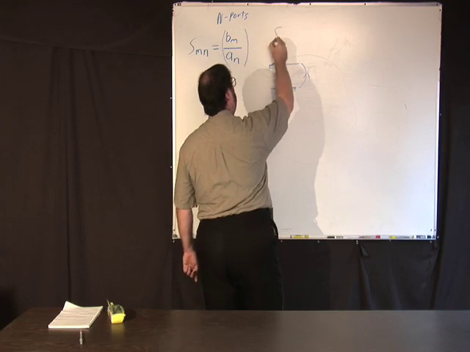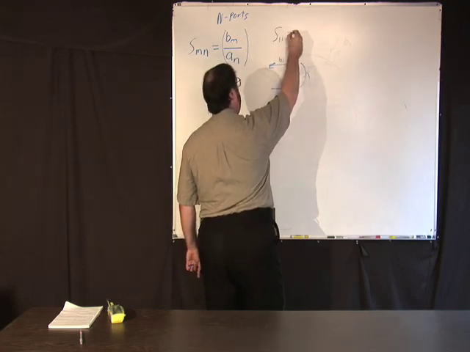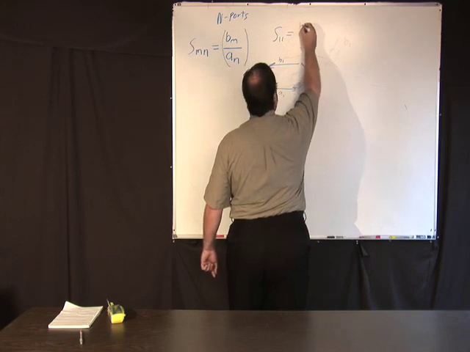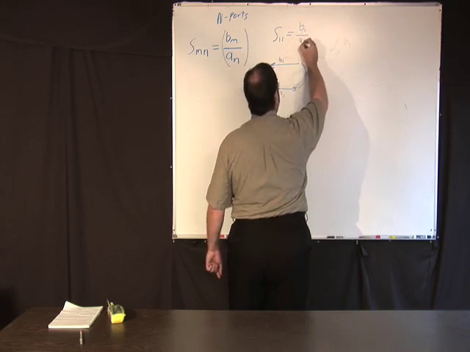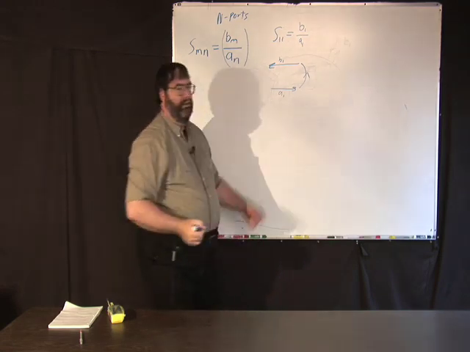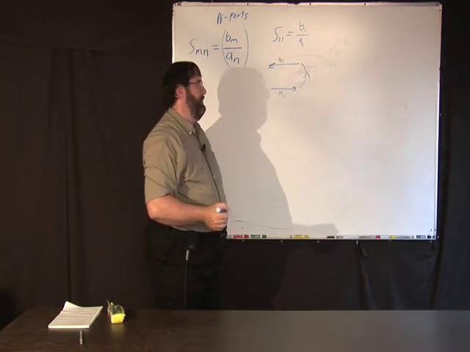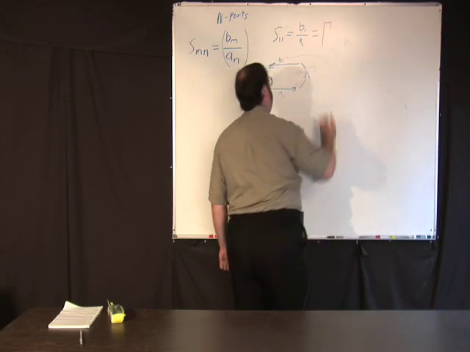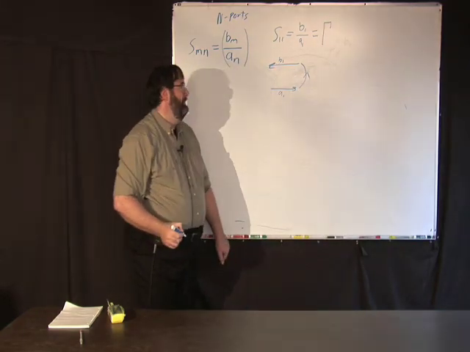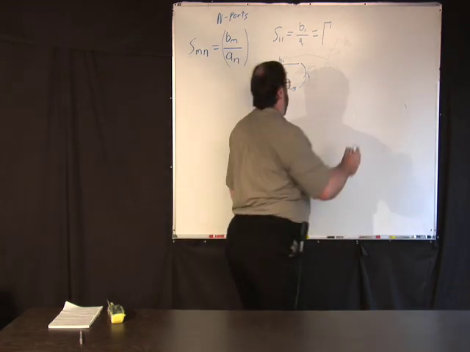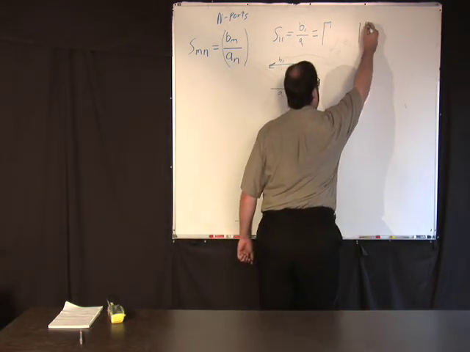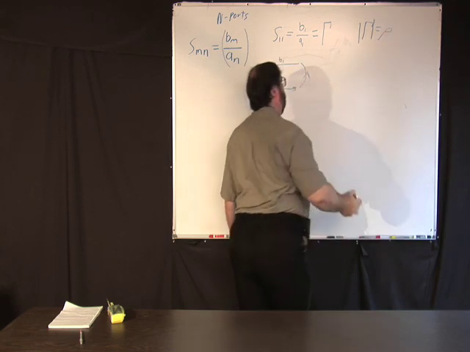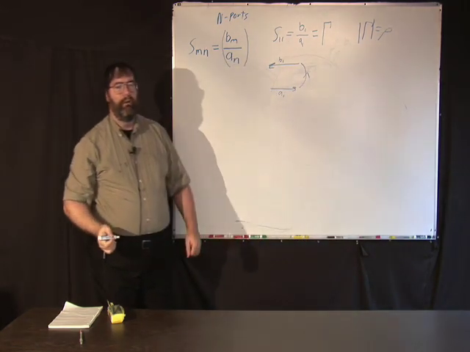So S11 equals, like I said, B1 over A1. Okay, so that's a voltage ratio. This is also called the voltage reflection coefficient, which is almost always represented by a gamma. You may have also seen another notation: the magnitude of gamma is often indicated with a rho.